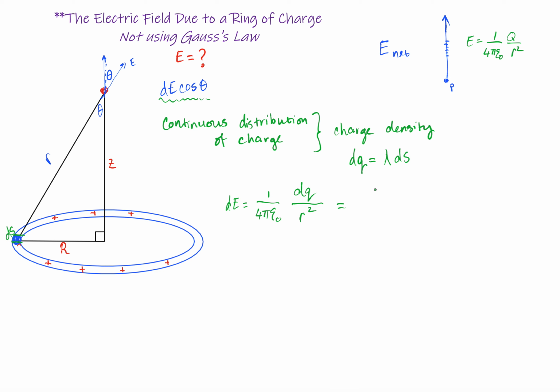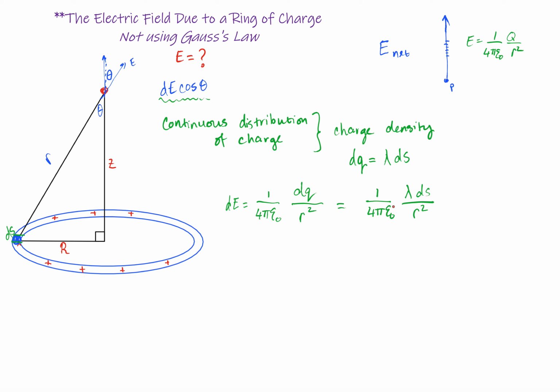So I'll go ahead and rewrite this as 1 over 4 pi epsilon naught times lambda ds over r squared. Okay, at this point, we want to get some more constants in here, because constants are always good in terms of integrating. If you are already thinking about the process we're going to use, we're going to take this one piece and sum it up using the integral.